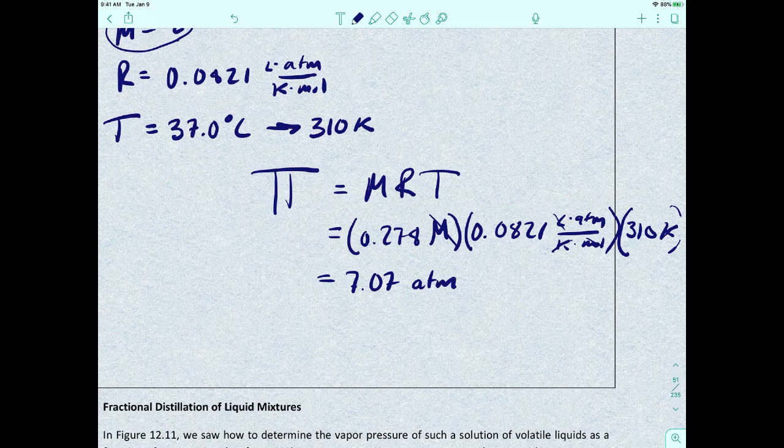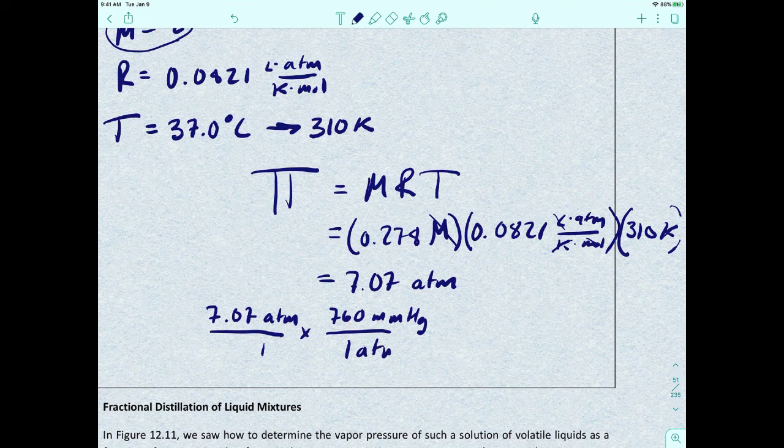Now, the only thing is we're dealing with atmospheres in this problem, but we've been dealing with millimeters of mercury for everything else. If you wanted to convert from atmospheres to millimeters of mercury, remember that there are 760 millimeters of mercury in 1 atmosphere. So 7.07 times 760 should give us 5373.2 millimeters of mercury.